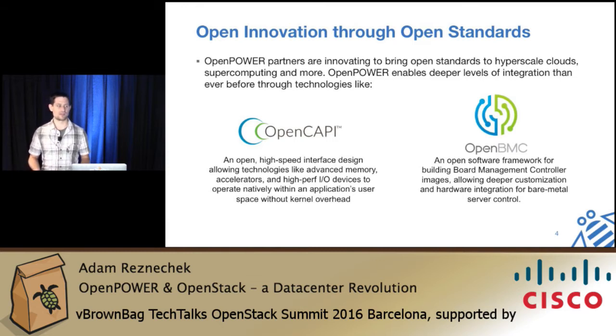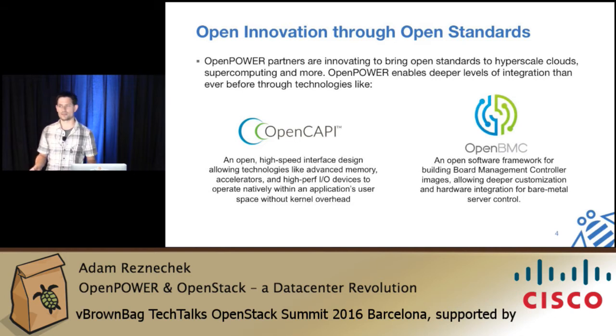So OpenPOWER really enables you to take that deeper level of integration with the system, because you can access the system in ways that you've never been able to before with things like OpenCAPI, for example, which is a high-speed interface for attaching things like accelerators, advanced memory devices, high-performance I/O for networking and storage, and allow them to basically share a contiguous memory space with the processor. So you can have the application directly touch the accelerator, for example, without the kernel getting involved at all.